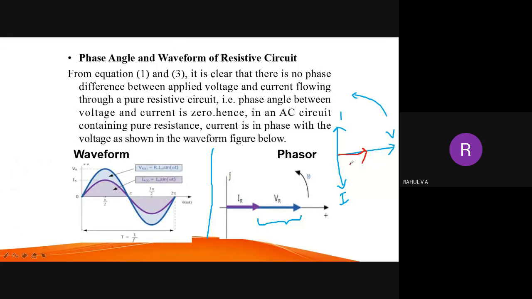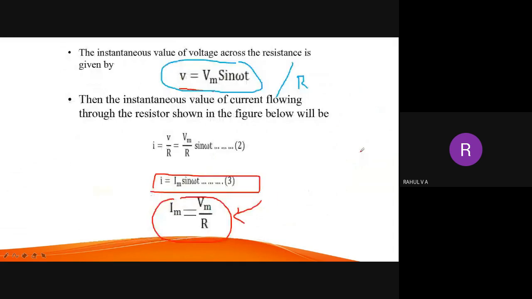So I can say that it is in phase. There is no phase difference between voltage and current. So that is about the analysis. So this was simple.